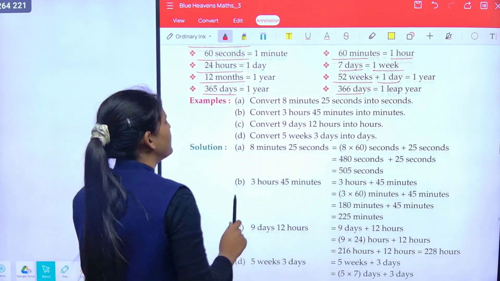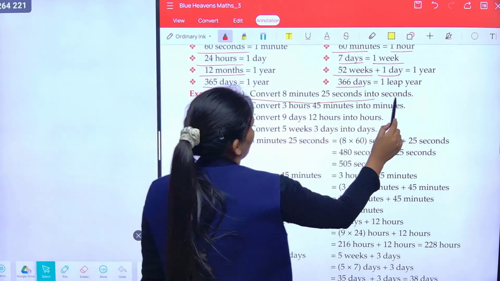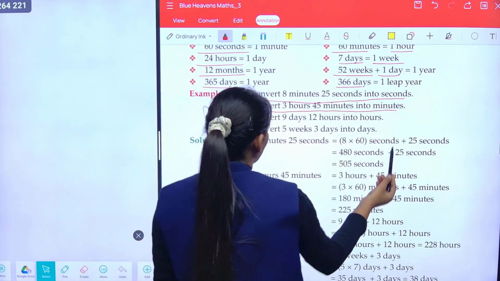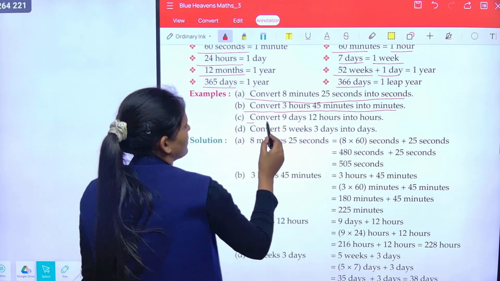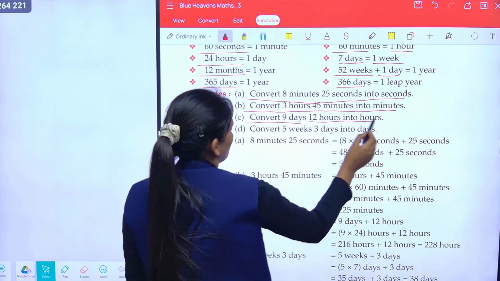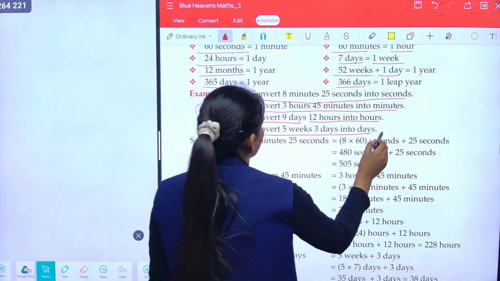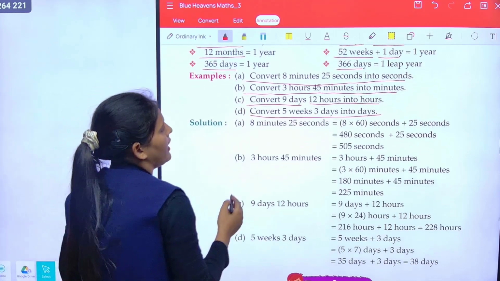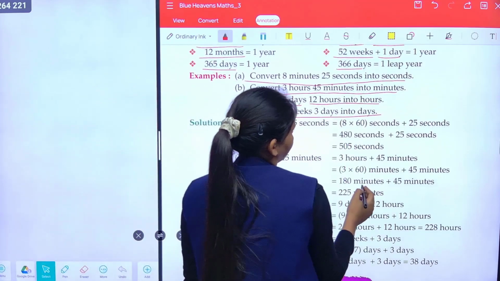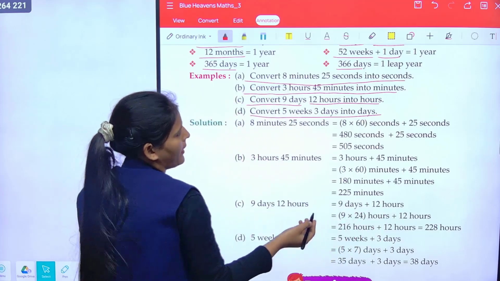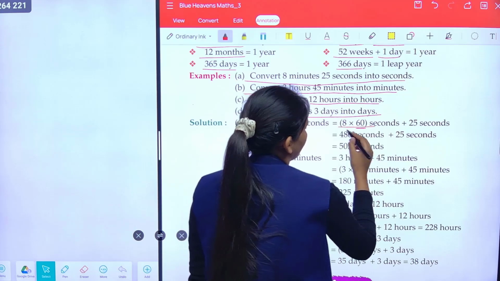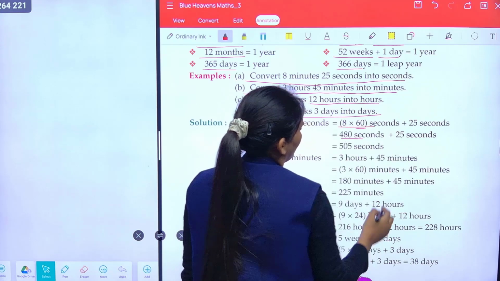Okay, example. Convert 8 minutes 25 seconds into seconds. Convert 3 hours 45 minutes into minutes. Now convert 9 days 12 hours into hours. Convert 5 weeks 3 days into days. Now see. First is 8 minutes 25 seconds. So we will multiply 8 into 60. 480.